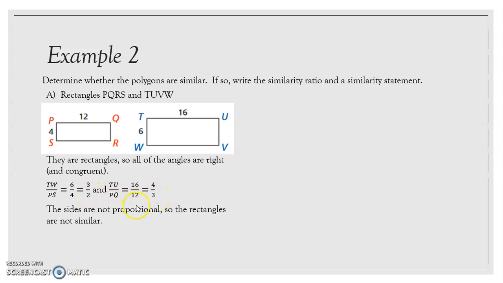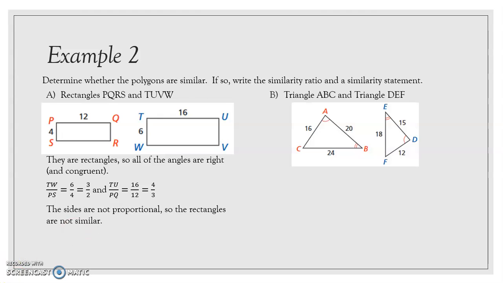Now, these are not equal ratios. So the sides are not proportional, and these rectangles are not similar. Let's look at another example. In this example, they told us that they have triangle ABC and triangle DEF. So pause this video and see if you can do the same thing we just did.